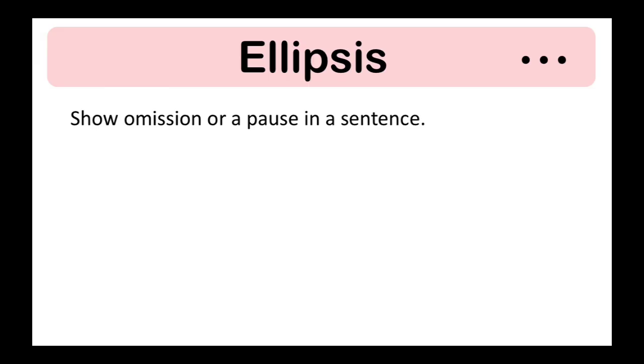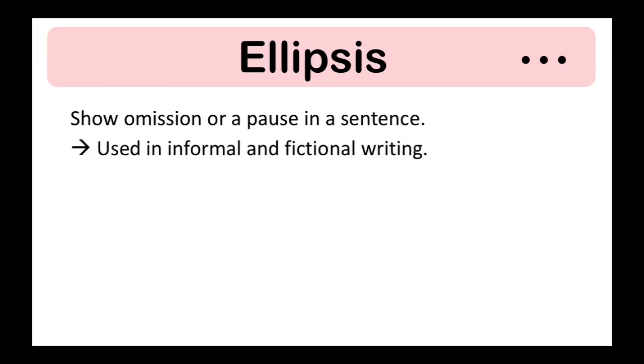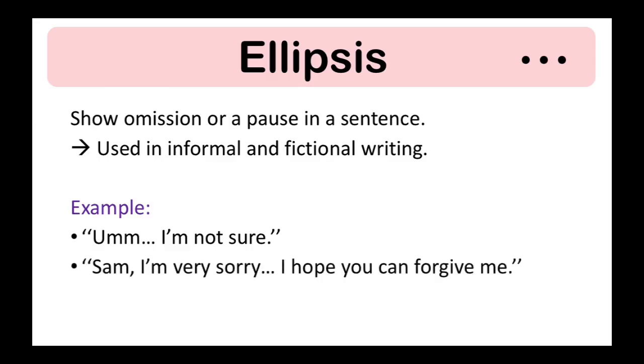Generally, we use ellipses in speech as this adds effect to the sentence. It can show a pause in speech or where the sentence trails off. We can use ellipses in informal and fictional writing. For example, I'm not sure... Sam, I'm very sorry... I hope you can forgive me.